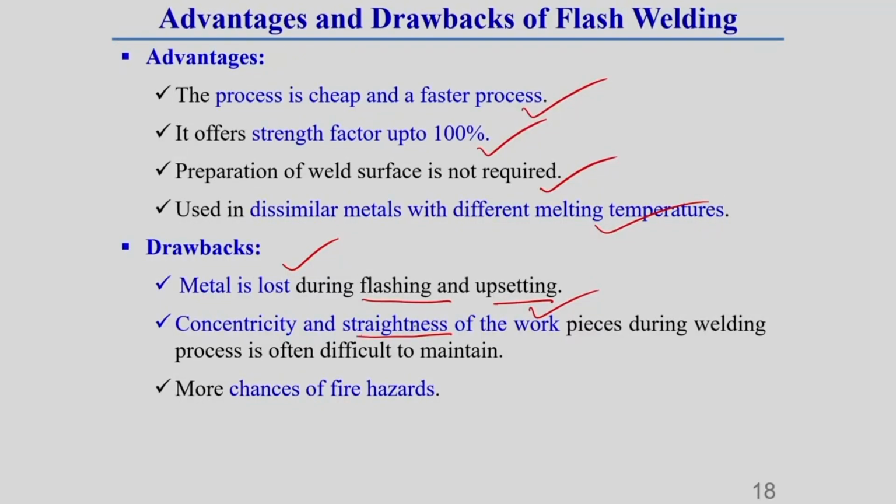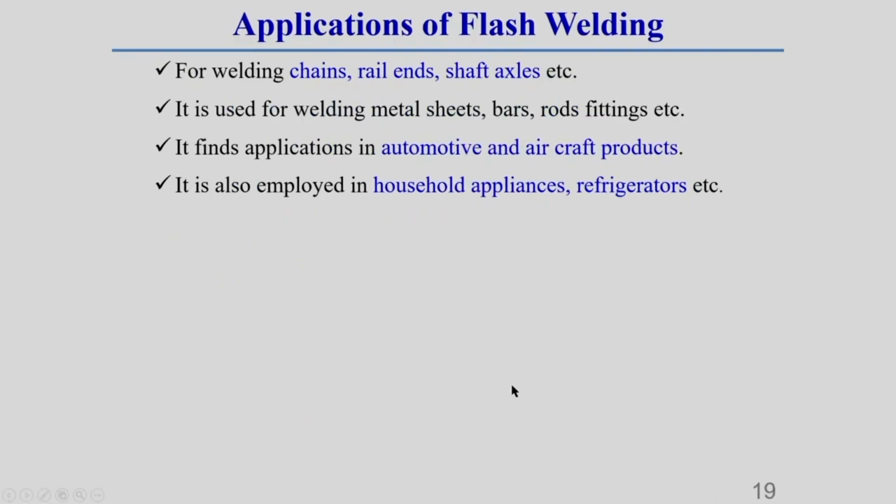That is why here I have written concentricity and straightness of the workpiece during welding process is difficult to maintain. Here generally more chances of fire hazard. Its application: it's applied in chain, rail end, shaft axles. It is also used in welding of metal sheet, bars, rod, and some rod fitting purpose also it is used.